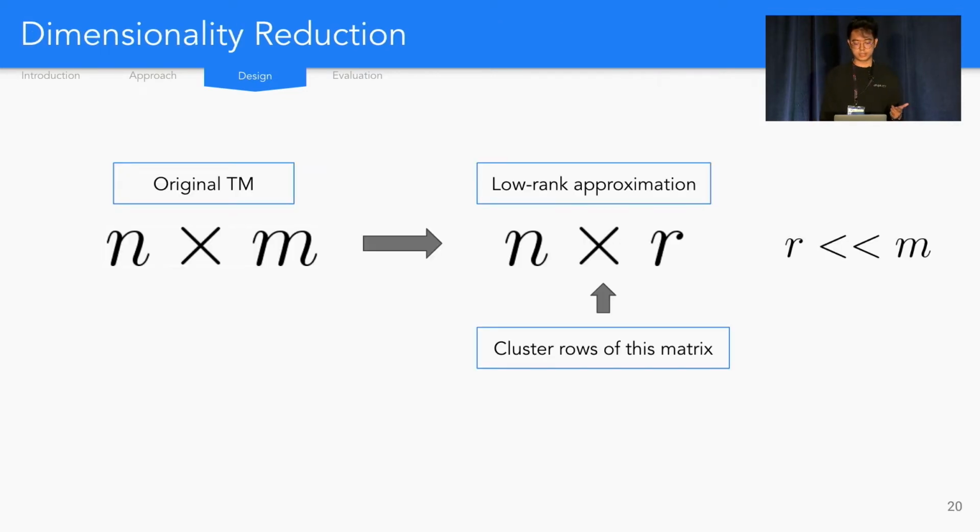To exploit this, we'll apply singular value decomposition to the original traffic matrix. This will give us a low rank approximation of the original traffic matrix. We then cluster on this low rank approximation. In addition to reducing the computational complexity, we have observed that this step reduces the noise in the traffic matrix.